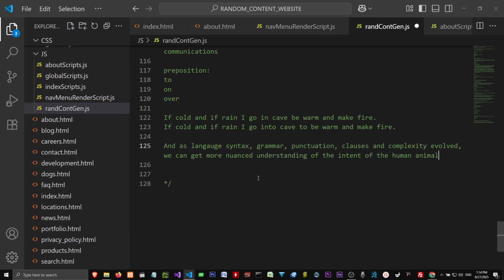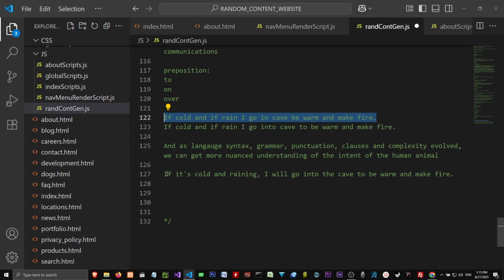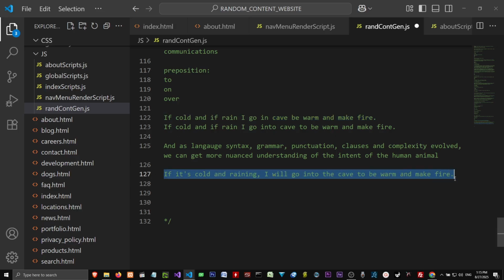And as language, syntax, grammar, punctuation, clauses, and complexity evolved, we can get a more nuanced understanding of the intent of the human animal. So coming with something that's more grammatically correct: If it's cold and raining, I will go into the cave to be warm and make a fire. So we've gone from this rudimentary stuff to this grammatically correct sentence that we speak.